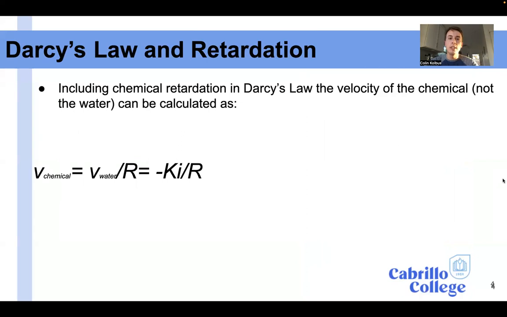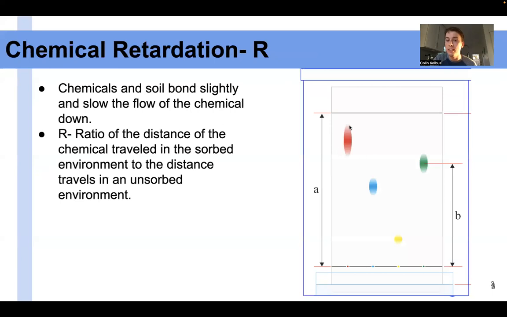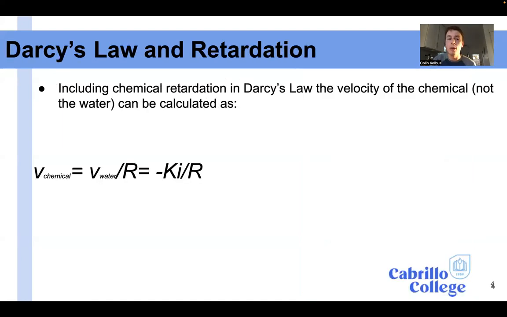And so Darcy's law and chemical retardation can come and play into each other to allow us to calculate the velocity of that chemical, the velocity that that packet of chemical is moving at. And so that is the velocity of this red dot here is moving at some speed. And so we want to know that.